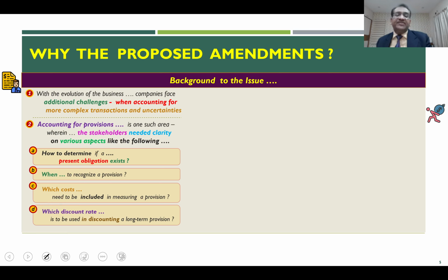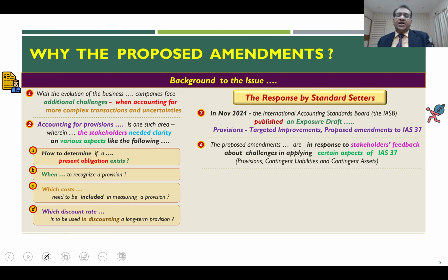And that is the genesis and the trigger for the proposed amendment. And therefore, to respond to these questions, the response from the standard setters was that in November 2024, the IASB published an exposure draft entitled Provisions Targeted Improvements, which will eventually be a proposed amendment to IAS 37. Now, as I mentioned, this proposed amendment is in response to the stakeholders' feedback, let's say the people who are applying the standard, the preparers of financial statements, about the challenges which they are facing in applying certain aspects of Ind AS 37 and IAS 37.